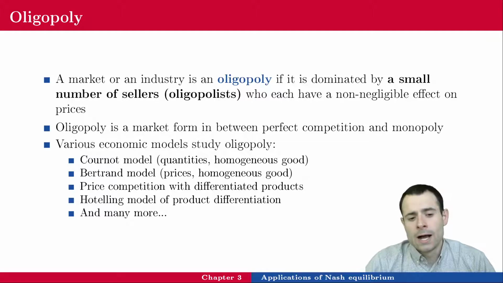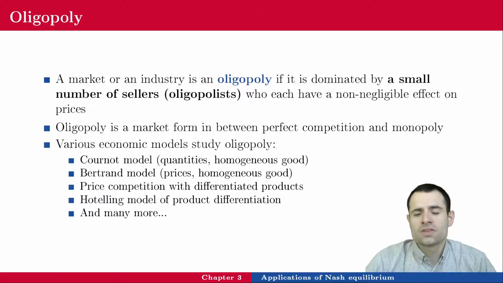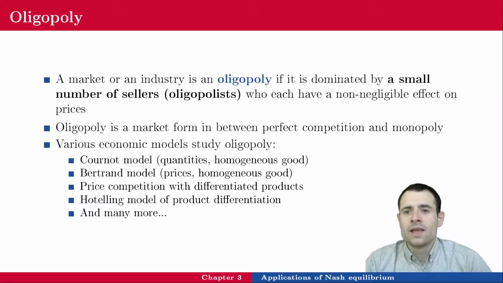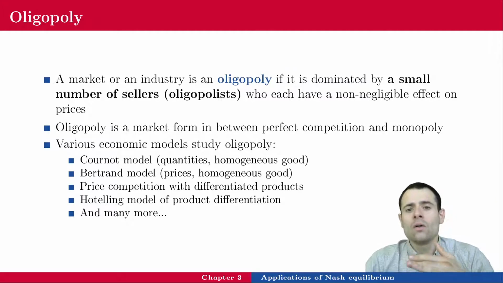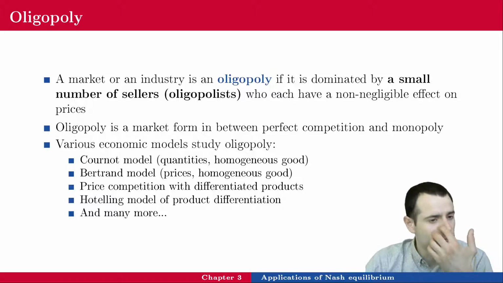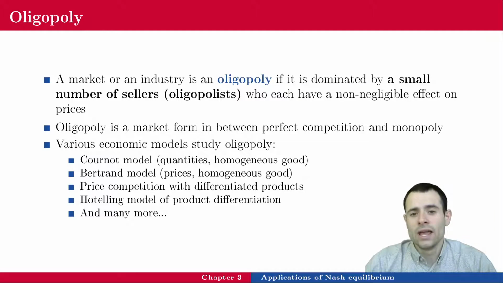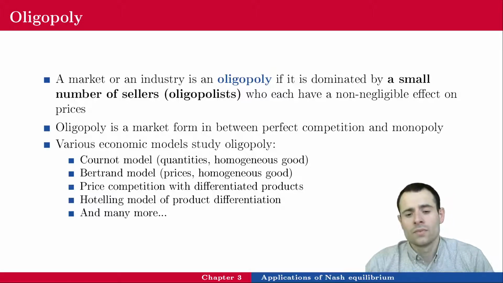And there are many, many more. Models can include also investments in research and development. They can include predatory behavior, entry to an industry, exit to an industry. All of these models can be represented in the form of a game where agents are competing with each other. They take actions, they choose strategies, and this will affect their payoffs or their profits.